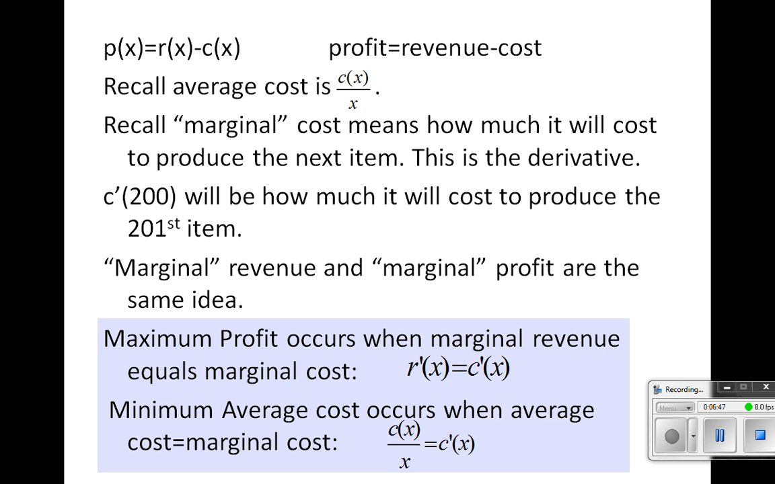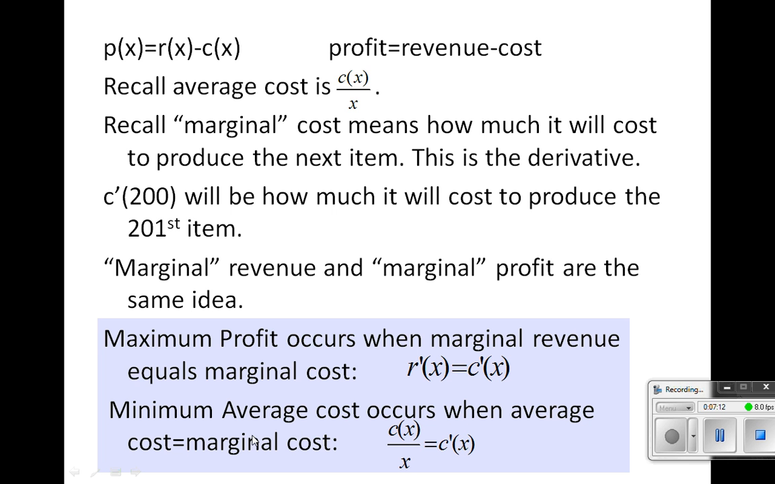And then in the blue box at the bottom, we have the maximum profit occurs when the marginal revenue equals the marginal cost. Well, that may be a little confusing when you think about it, but if you come back up here and think, I'm trying to maximize the profit, I would take its derivative and set it to 0 and solve. So if I take its derivative, I'd get r prime minus c prime, set it equal to 0 and solve, you'd have r prime equals c prime. And that's exactly what this formula is.